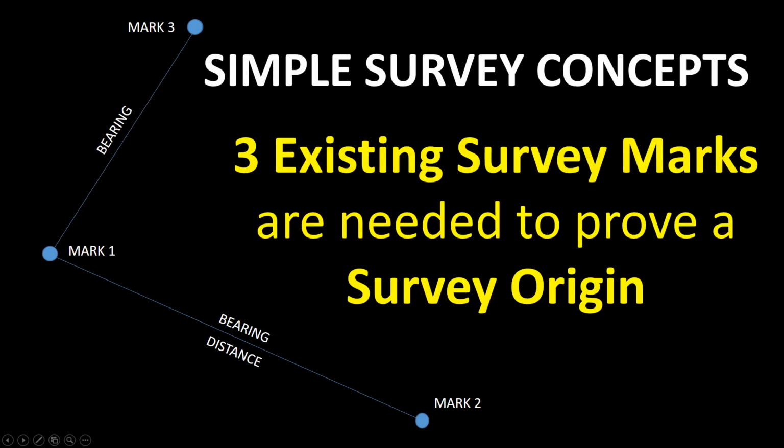Okay, so that's our simple survey concept. 3 existing survey marks are needed to prove a survey origin, to prove that the 3 marks are in the same relative position that they were in previously when they were last measured.